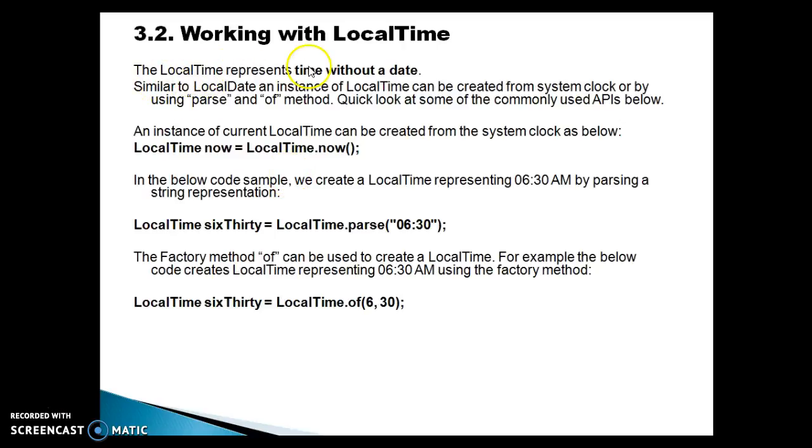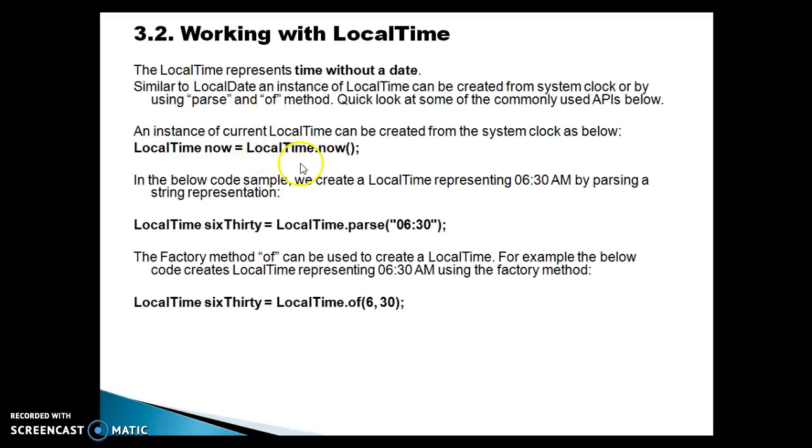The local time represents a time without a date. So this will give you only the time, not a date. Similar to local date, an instance of local time can be created from the system clock or by using the parse and of methods. Here is a quick look at some of the commonly used APIs. An instance of the current local time can be created from the system clock as below.